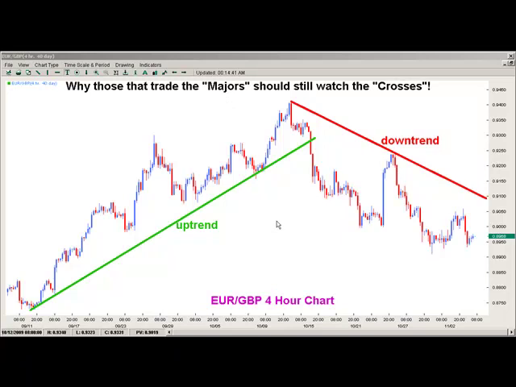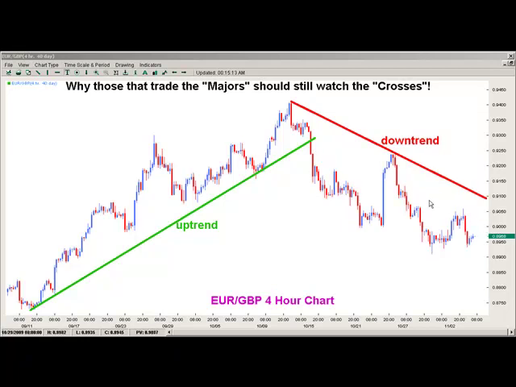This is a chart of euro pound, 4-hour chart. For a lot of the previous 40 days, euro pound was headed upward in an uptrend, broke down here, and then started a series of lower highs and lower lows, which is where we have this now. So what do we have here? Formerly the euro was stronger than the pound. Lately the euro has actually been weaker than the pound.